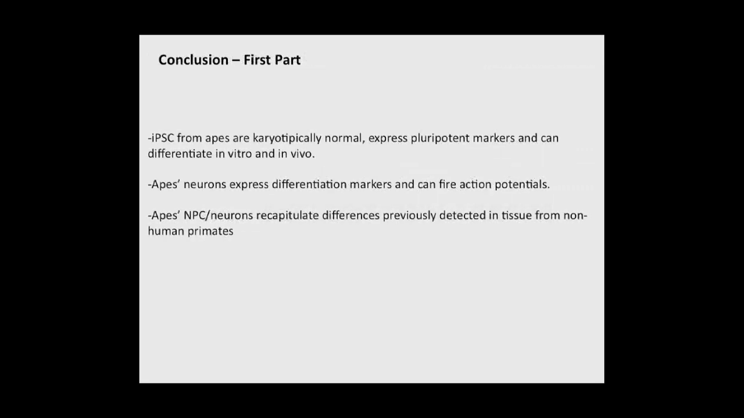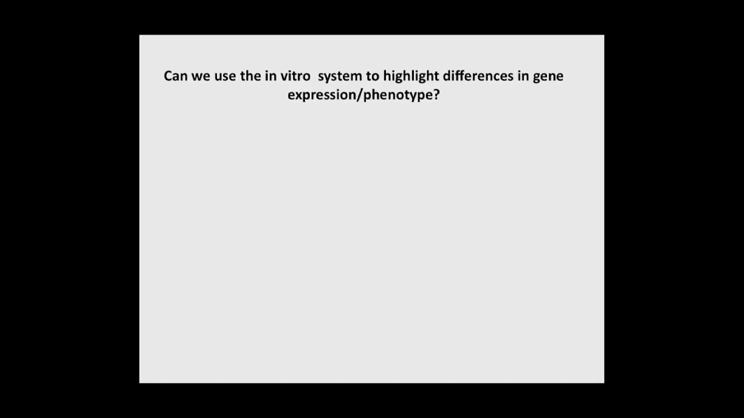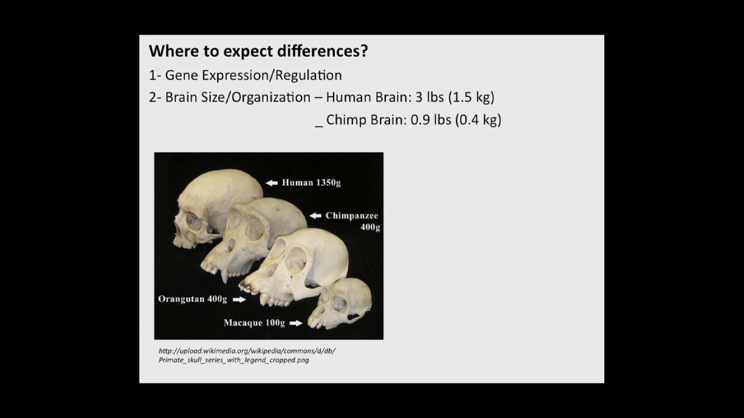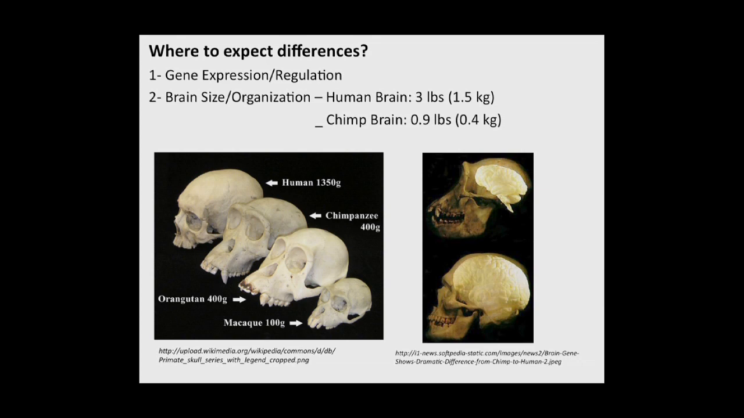So in the first part, what I've shown you is that we are karyotypically normal. Neurons express differential markers, and they are actively neurons in the dish. And many of the predetermined differences we can recapitulate in this setting. So can we highlight any other differences? What are the things that we might expect to see given what we've heard already about how extraordinarily large the human brains are? Would that give us any hint as to some of the things that we might be looking for?